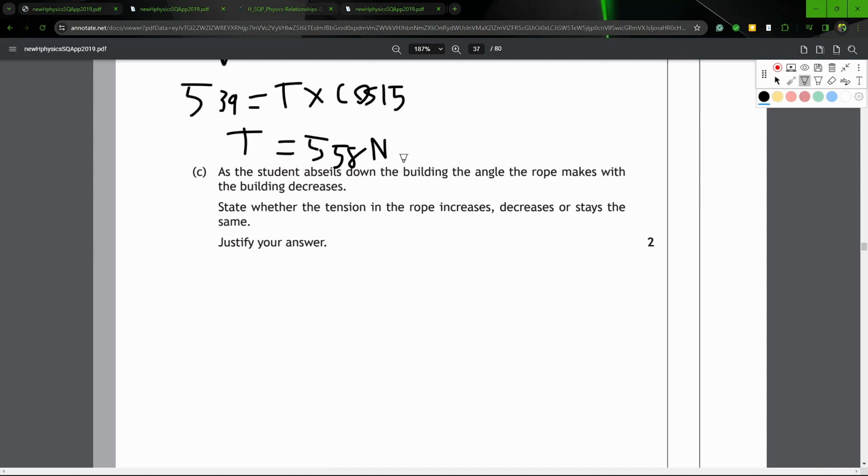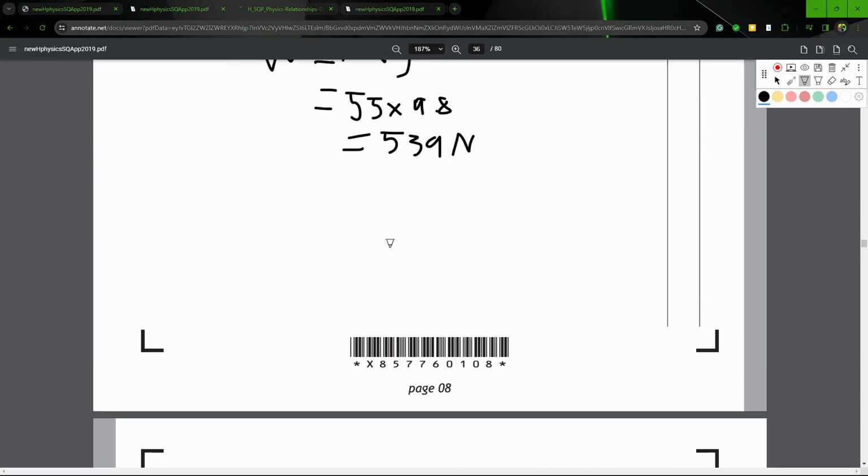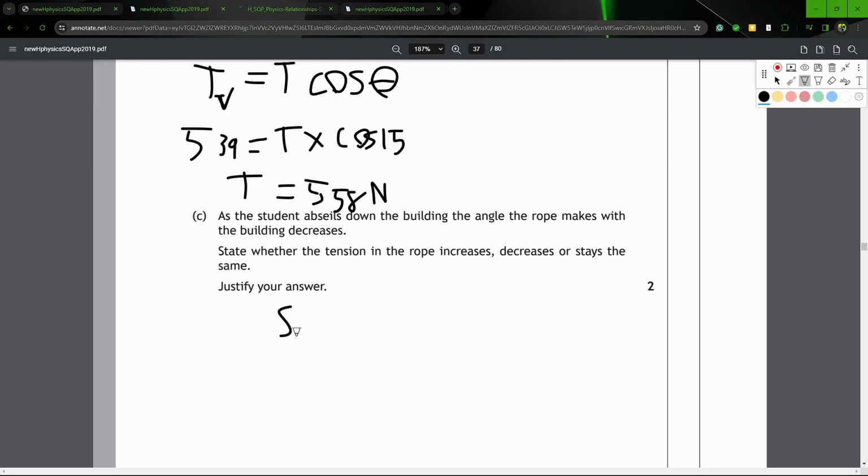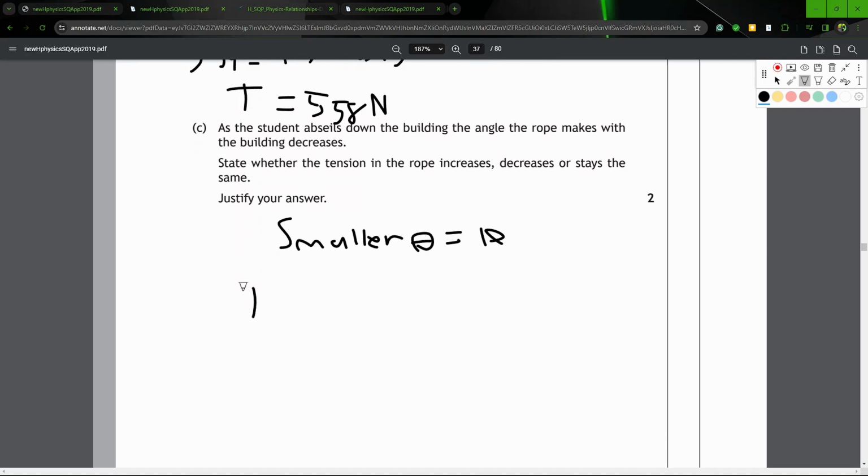As the student abseils down the building, the angle the rope makes with the building decreases. State whether the tension of the rope increases, decreases, or stays the same. Justify your answer. Right, so this is a justifying question, so you can just explain, but you can also recalculate it by using a smaller angle. I'll probably do that because I think it's a safer bet if you ask me. So let's pick a smaller angle, say 10 degrees. I'll just write smaller theta equals 10. And then we'll do the whole tension calculation again.